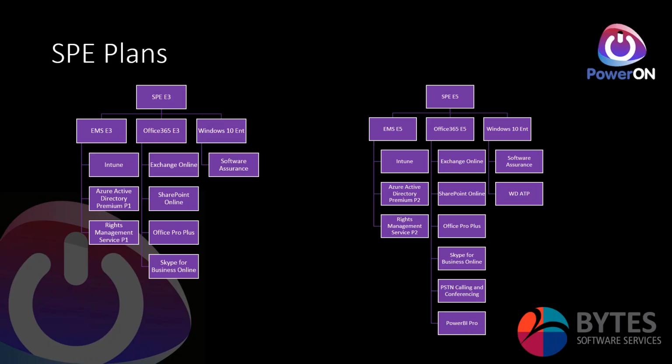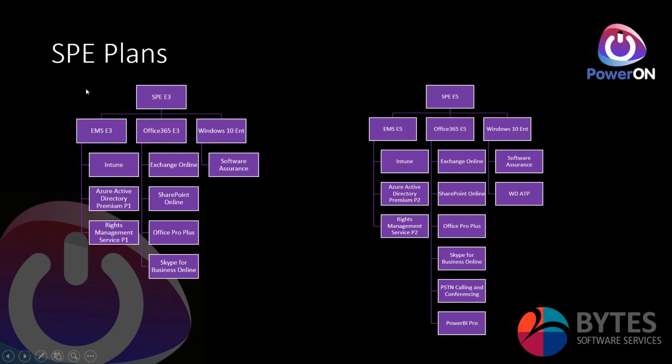Couple of things to note. These are based on user licensing, so you would license it per user rather than per device, because Intune traditionally was per device, and I believe even Windows 10 was licensed per device. These actual SPE plans are per user, which gives some advantages and some disadvantages, of course.